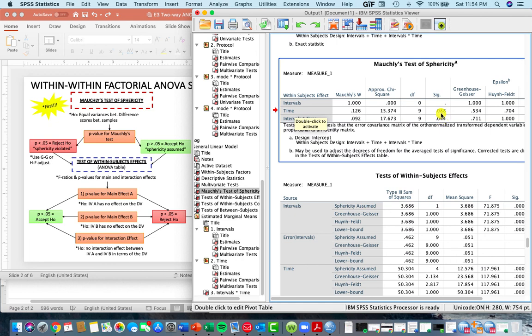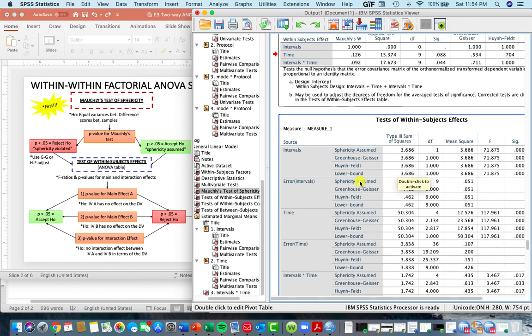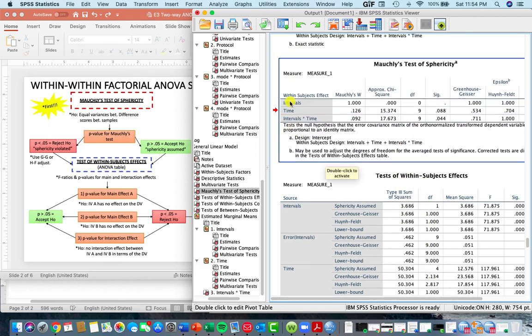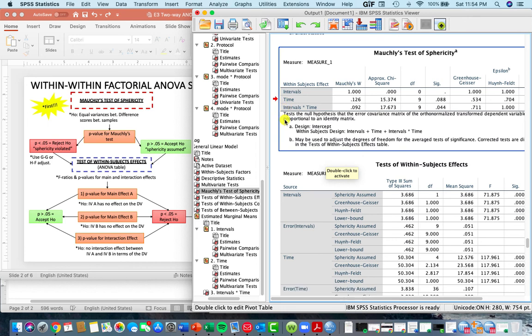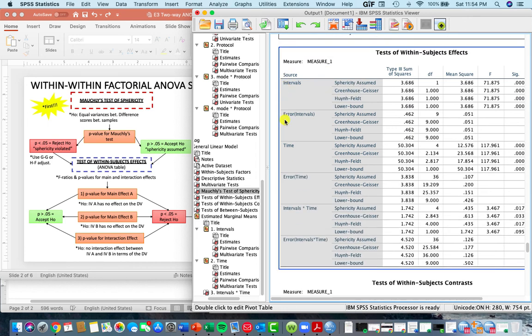So in this case we would follow the Greenhouse-Geisser epsilon evaluation method, where we say if Greenhouse-Geisser epsilon is less than or equal to 0.75, we use the Greenhouse-Geisser adjustment. So when we look at our tests of within subject effects, right, we're assuming we've met sphericity for both our main effects, but we have not met sphericity for our interaction effect and therefore must use the Greenhouse-Geisser adjustment.